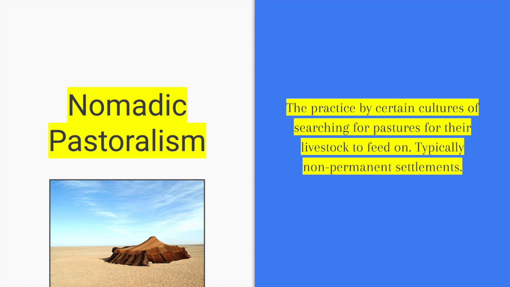Second term I'm going to be using is nomadic pastoralism. So this is the practice by certain cultures of searching for pastures for their livestock to feed on, typically non-permanent settlements. So today we have some nomadic pastoral cultures, most famously the Bedouin in Saudi Arabia and Jordan. So we're going to be looking at how human civilization came into this form of living.